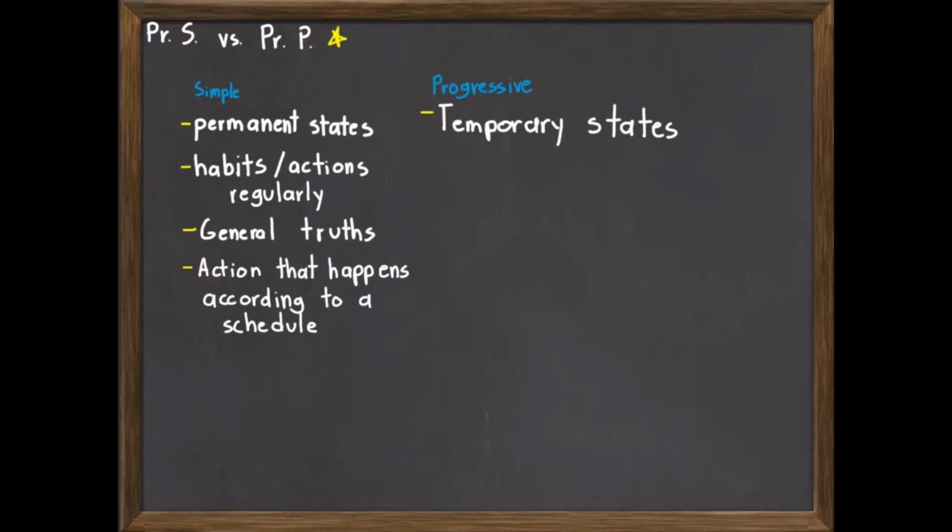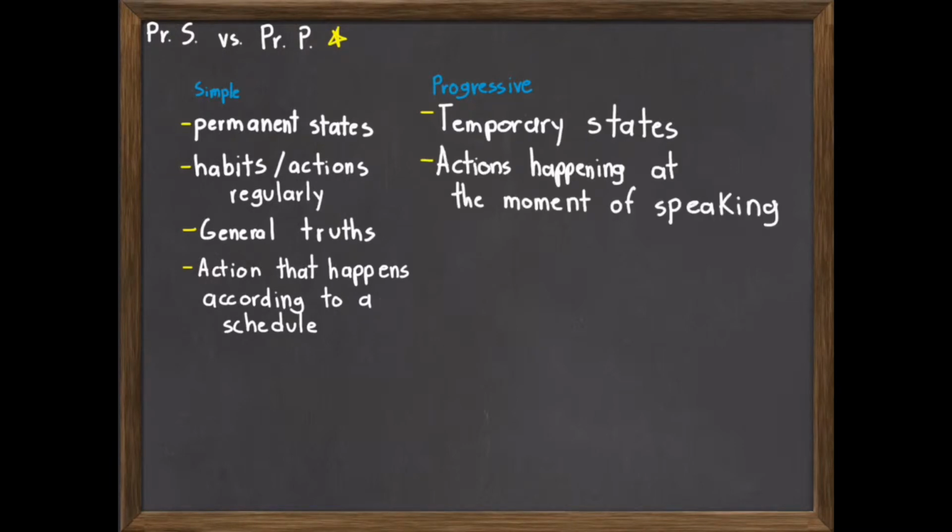Now, present progressive is also used for verbs or actions that happen at the moment of speaking. We could use, for example, Lucy is sleeping now. I am writing an essay. John is recording a video. Those are actions that are happening right now at the moment of when I'm speaking.